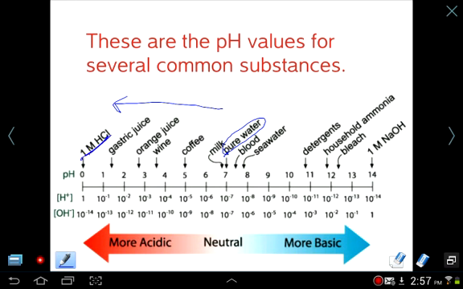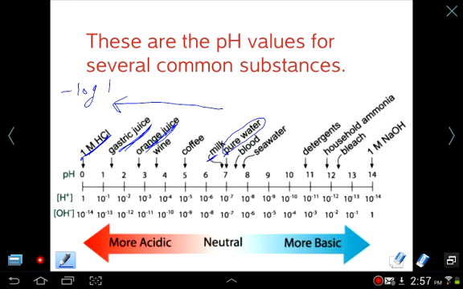In fact, if you do negative log of 1, you'll get 0. And that's how we define that. And then gastric juice is actually the acid in your stomach that helps in digestion. And then you have a lot of weak acids here that come from fruits. Milk is extremely weak as an acid.